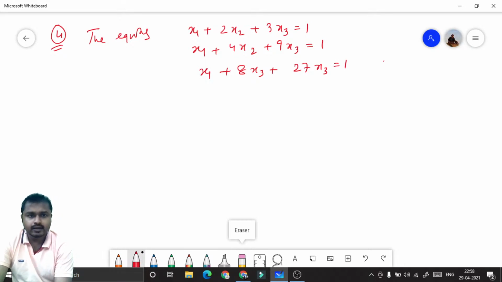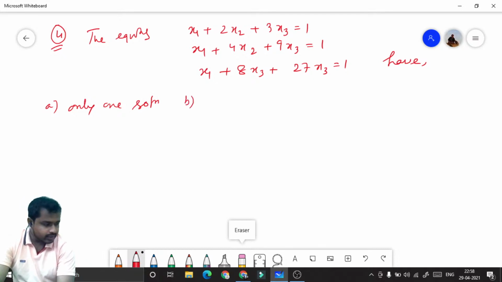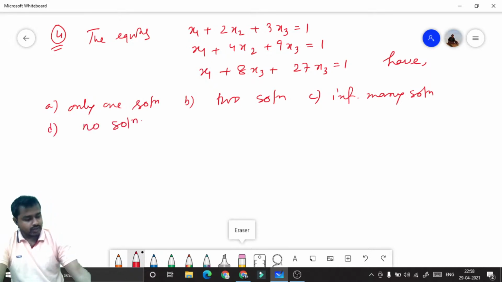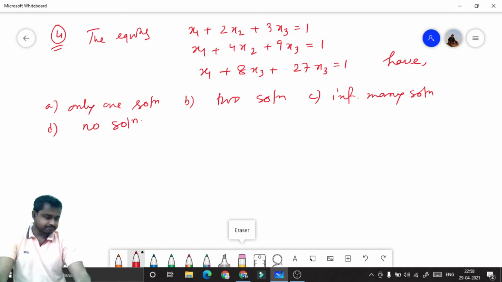This system has: first option, only one solution. The system will have only one solution. Option B, two solutions. Option C says infinitely many solutions, and option D says no solution. So what is the scenario? We have to check it.